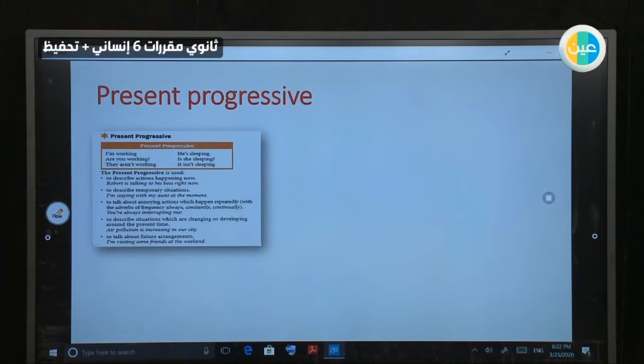Okay, when do we use present progressive? Number one, to describe actions happening right now. I am talking, you are listening. Or to describe a temporary situation, like you are learning online, for example, or you are learning through channels, or by using, let's say, virtual schools. To talk about annoying actions which happen repeatedly, with adverbs of frequency like always. You are always interrupting me. Something happening again and again, many times.